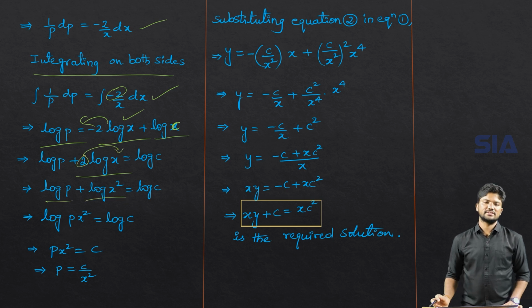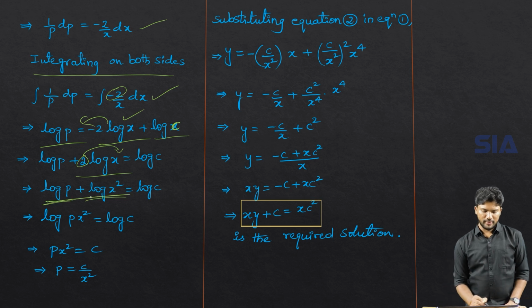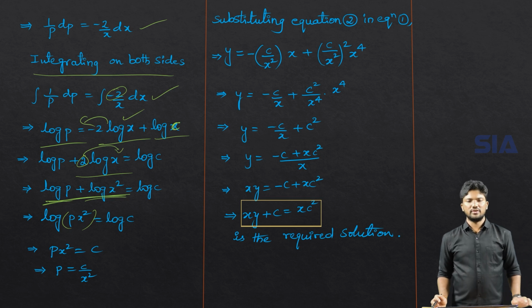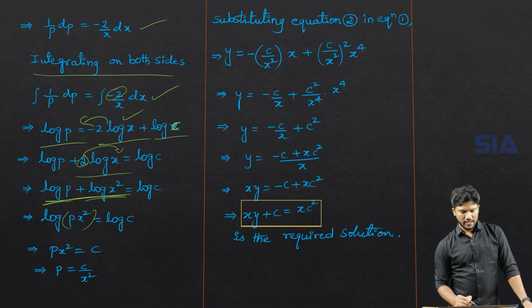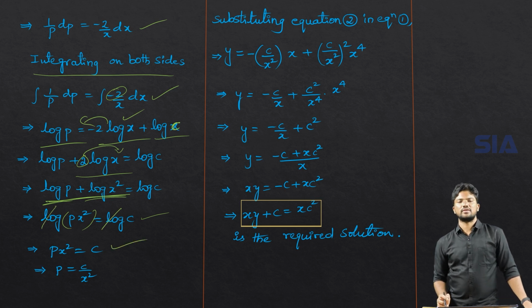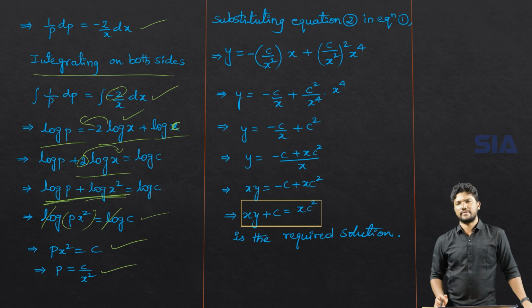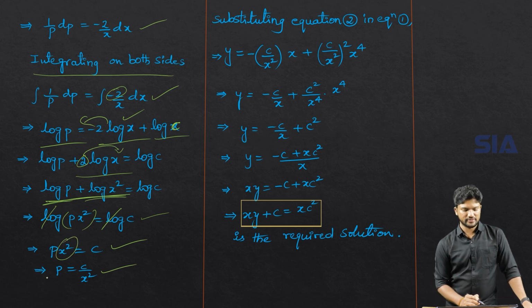Therefore log x square equal to log c, as per the properties of logarithms. It is in the format of log a plus log b in LHS, which is log of a into b, so log of p into x square equal to RHS as it is, log c. On both sides if you cancel log, you will get p x square is equal to c. So from this condition p is equal to c by x square.